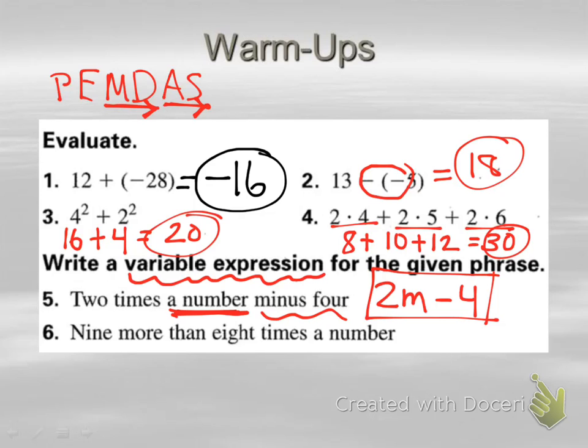Alright, the next one says 9 more than. More than is addition. So 9 plus 8 times a number. Very similar to the one above. We're going to do 8, and then a number, you're going to pick a letter to represent that number that we don't know. V works for me. Now, addition is what we call commutative. It can go in any order. So if you wrote it 8V plus 9, that would be fine as well. Either one of those is acceptable. Any questions on your warm-up?